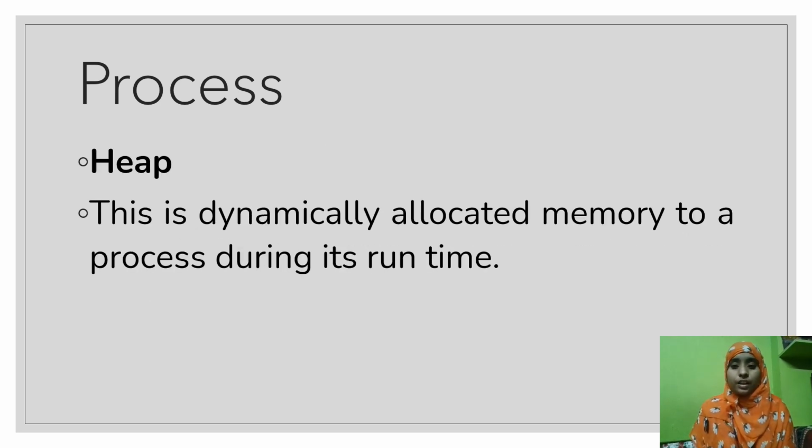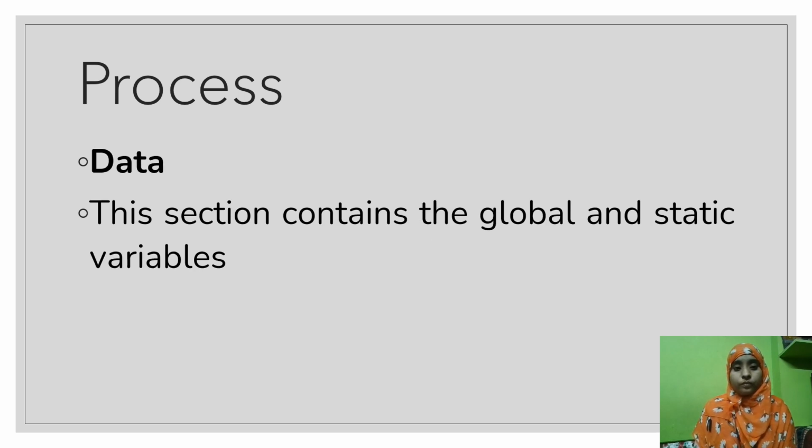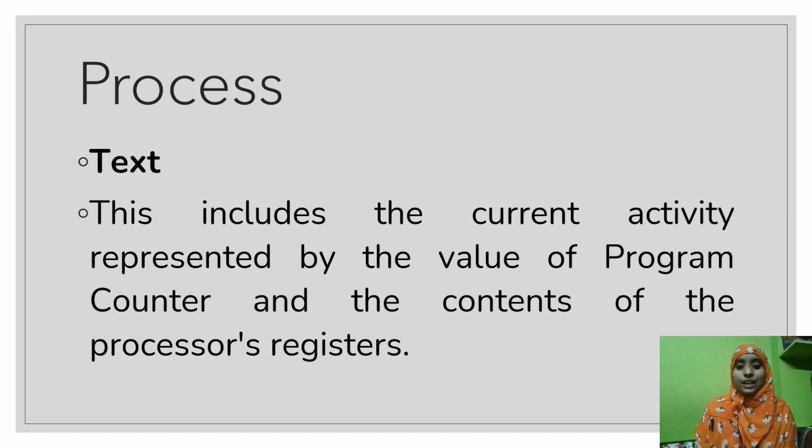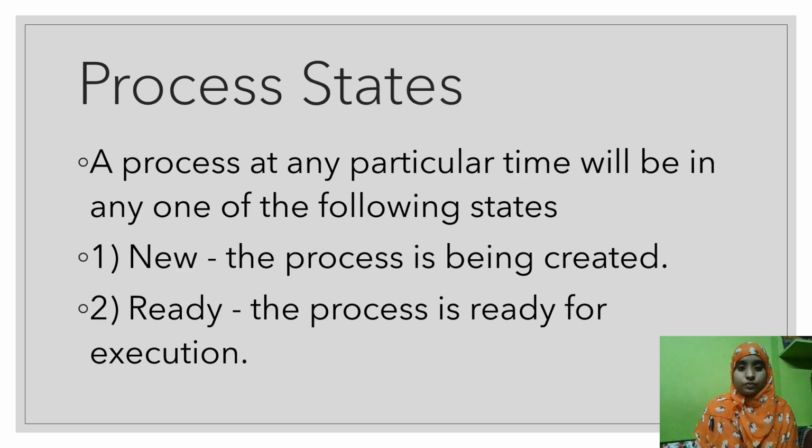Heap. It is dynamically allocated memory to store the process during its runtime. Data. This section contains global and static variables. Text. This includes the current activity represented by the value of program counter and contents of the processor registers.